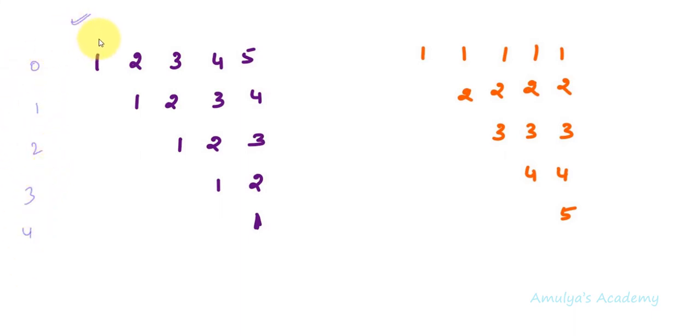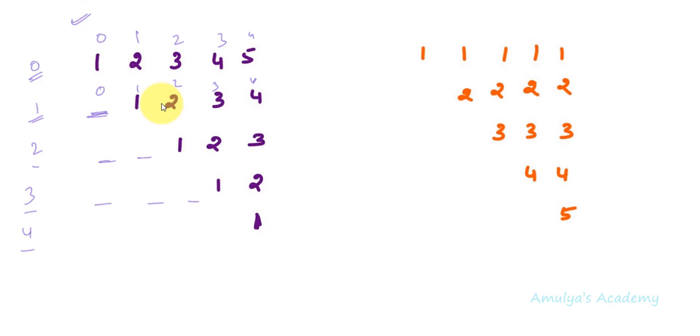I'll take 0, 1, 2, 3, 4 itself. Here we can see when row is 0, I want 0 space. When row is 1, I want 1 space. When row is 2, we want 2 spaces. When row is 3, we want 3 spaces. When row is 4, I want 4 spaces. That means we want number of row spaces, right? If row is 0, we want 0 space. If row is 1, I want 1 space. If row is 2, I want 2 spaces.